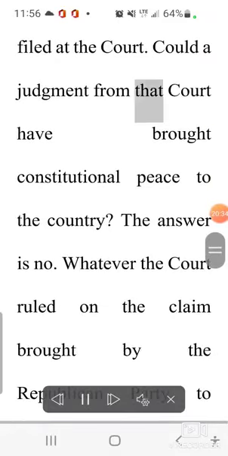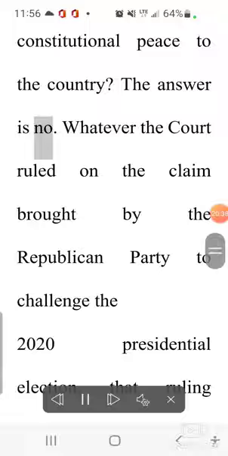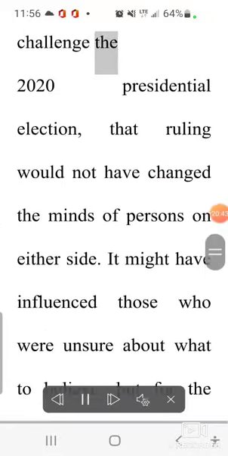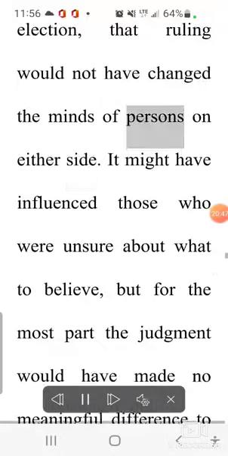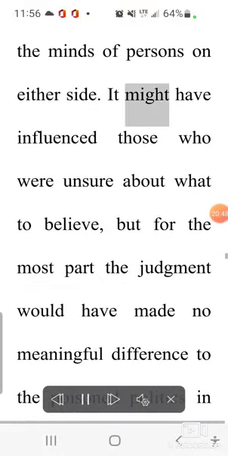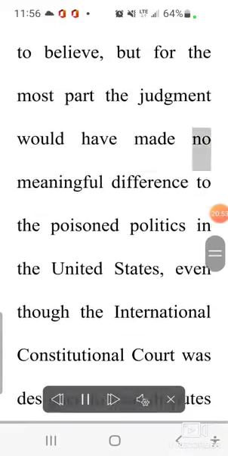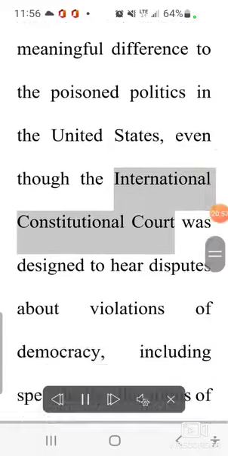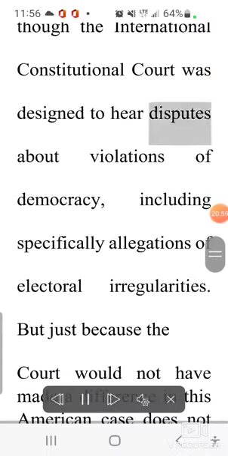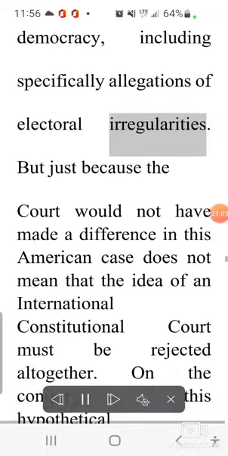Could a judgment from that court have brought constitutional peace to the country? The answer is no. Whatever the court ruled on the claim brought by the Republican Party to challenge the 2020 presidential election, that ruling would not have changed the minds of persons on either side. It might have influenced those who were unsure about what to believe, but for the most part the judgment would have made no meaningful difference to the poison politics in the United States, even though the International Constitutional Court was designed to hear disputes about violations of democracy, including specifically allegations of electoral irregularities.